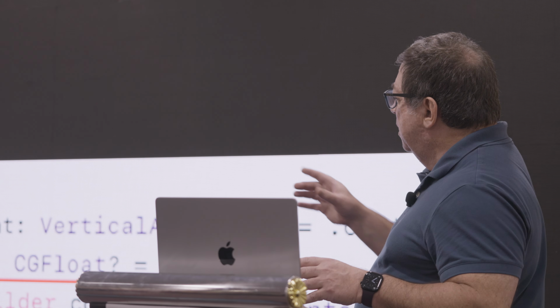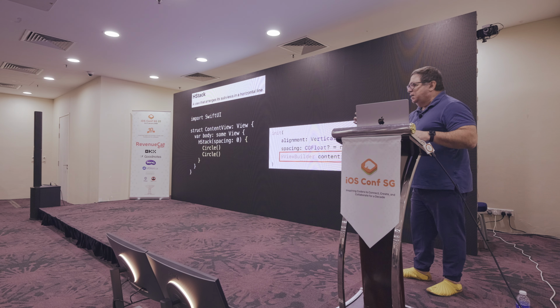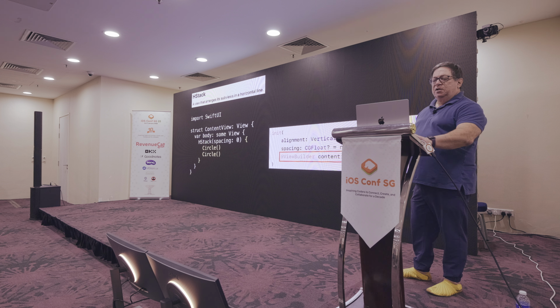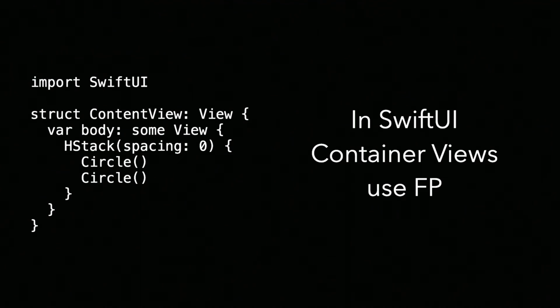And the view builder is what keeps us from having to have the commas between the circles. And so this is what allows us to have this really nice syntax. And so in SwiftUI, our container views I think of as using this functional programming, and I'll come back to this notion later. And so that's sort of our notion of a circle in SwiftUI.